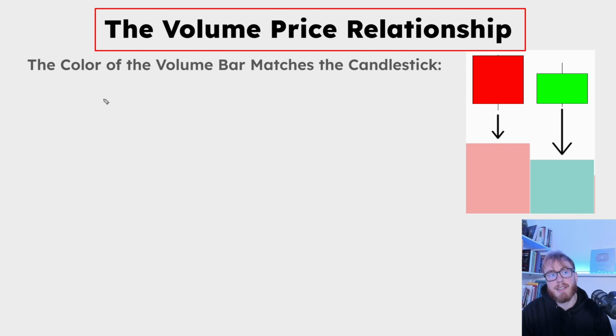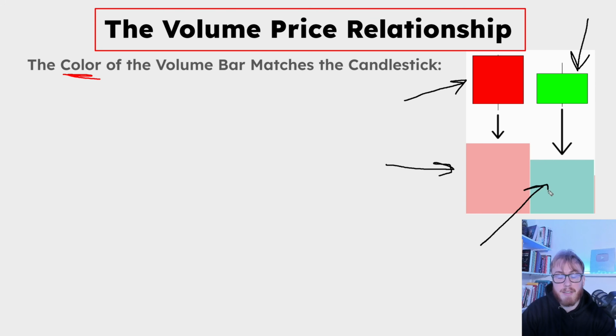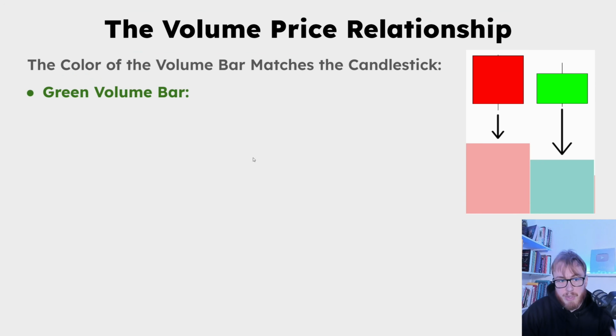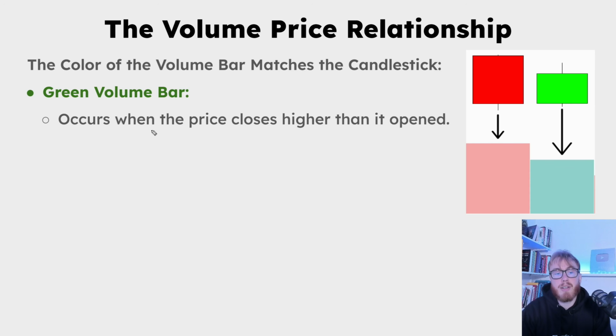The first thing we need to understand here is that the color of the volume bar matches the color of the candlestick. So here in the example, you can see when we have a red candle, we will have a red volume bar. When we have a green candle, we will have a green volume bar. So for the green volume bar here, this volume bar basically occurs when the price closes higher than it opened. So for the green candle, the open is right here, and the close is right here. So basically the price started at the open, and when the candle is done, it was here at the close.